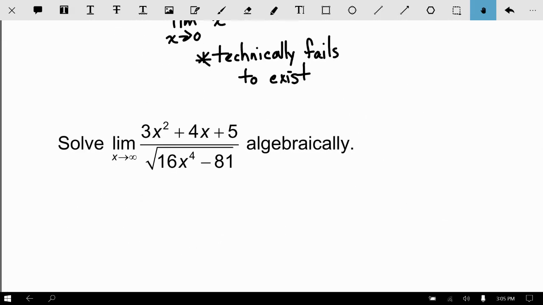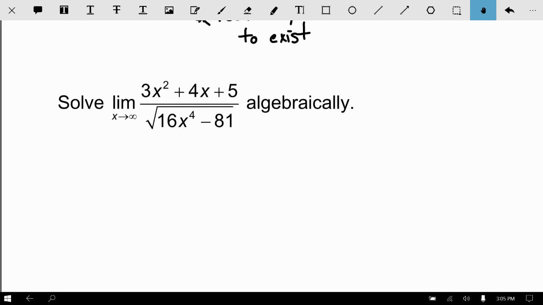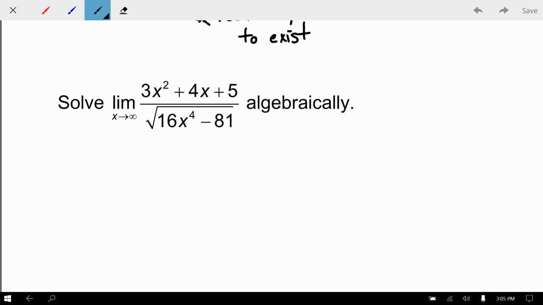We looked at this limit last time graphically. The limit as x approaches infinity of 3x squared plus 4x plus 5 over the square root of 16x to the fourth minus 81. Last time I said graph it on your calculator, figure out what it's approaching. This is essentially a horizontal asymptote. Well, there is a way to solve a problem like this algebraically. This isn't really in this section, but since we're talking about a lot of algebraic processes to solve limits, I wanted to put this in here because this is sort of solving it algebraically.